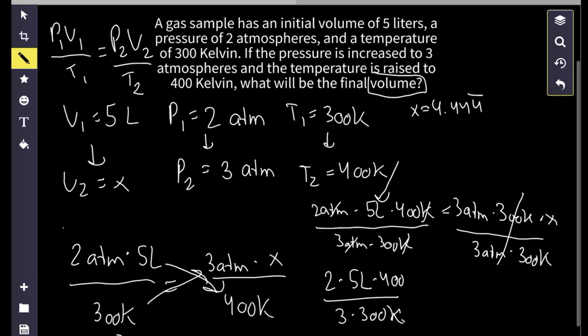Now remember, we have to round to the correct number of sig digs, and it looks like 5 liters has only 1 sig dig, and this is the least amount of sig digs. So we're going to round our answer to 1 sig dig. Take a look at the digit next to it. It's less than 5, so we round down, and we're going to get x equals 4 liters.